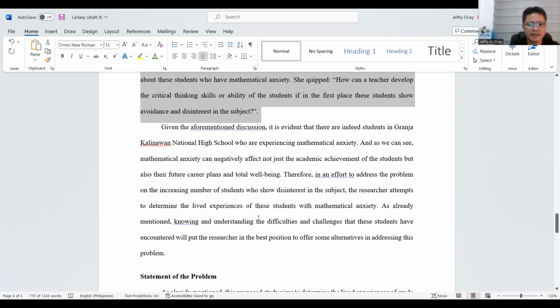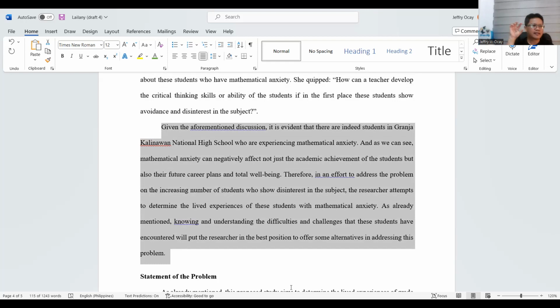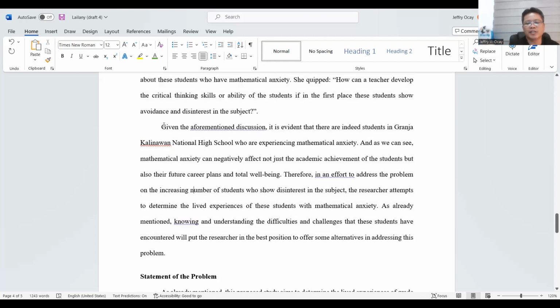So after discussing the body of the cat, we are now left with the tail of the cat. Take note again, we are writing this background of the study using the inductive style of writing. With the model of a sitting cat, we have the head, body, and the tail. And we are now down to the tail, the concluding paragraph. And then we say, given the aforementioned discussion, it is evident that there are indeed students in Grand Kalinawan National High School who are experiencing mathematical anxiety. So see, we just rehash what we mentioned in the opening paragraph, but framed differently. And then let me continue.